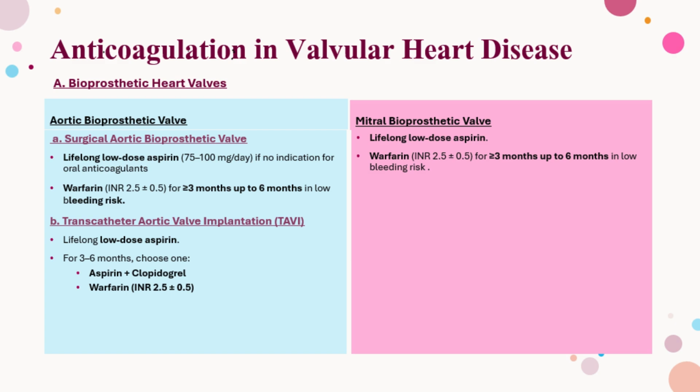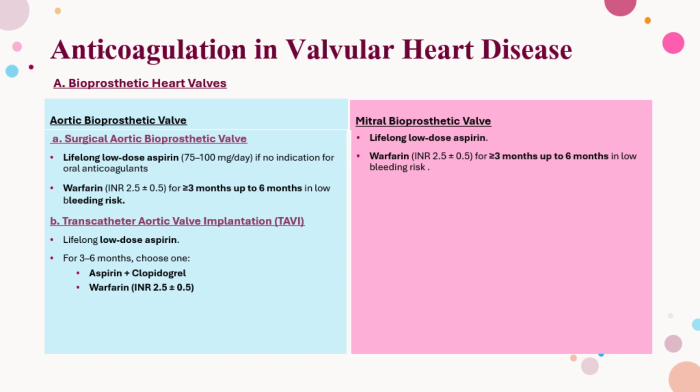For patients with a bioprosthetic aortic valve, the risk of thrombosis is highest in the first 3 months after surgery while the valve is endothelializing. During this early postoperative period, guidelines recommend either low-dose aspirin or warfarin targeting an INR of 2 to 3. After this initial phase, most patients do not require ongoing anticoagulation unless they have another indication, such as atrial fibrillation, venous thromboembolism, left ventricular thrombus, or a hypercoagulable condition. The key point here is that long-term anticoagulation is not inherently required for uncomplicated bioprosthetic aortic valves.